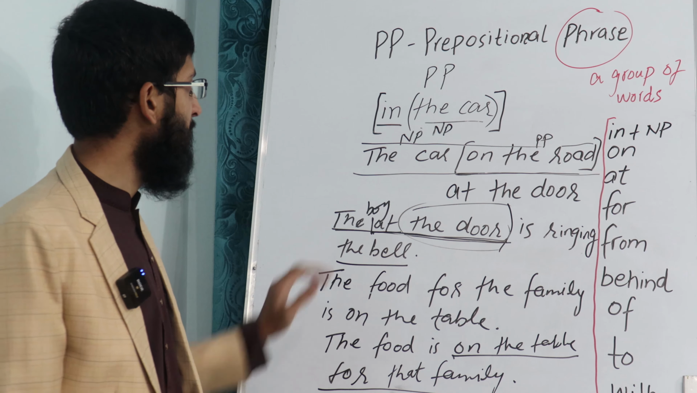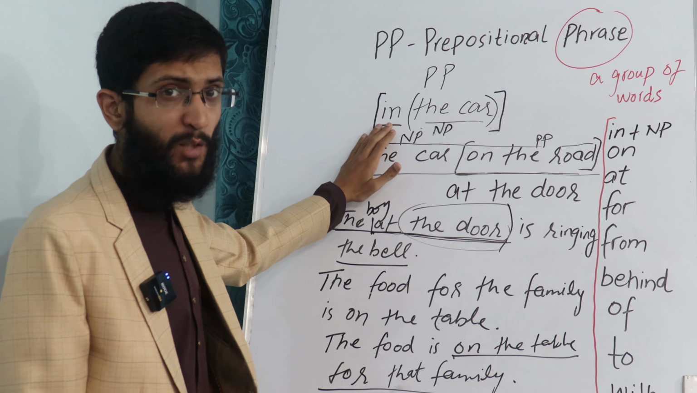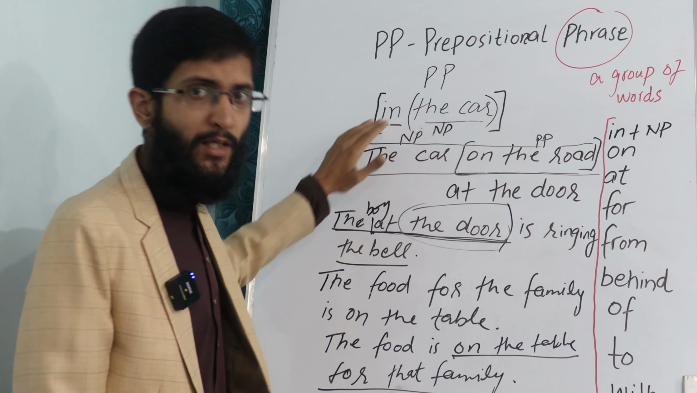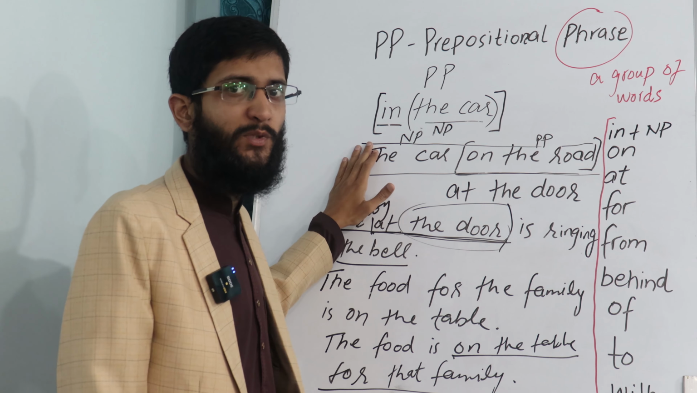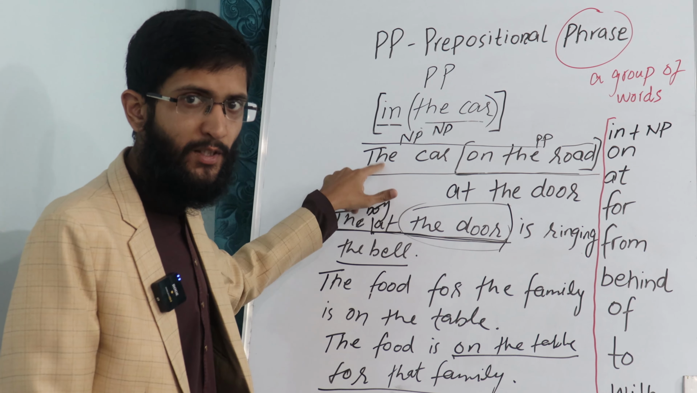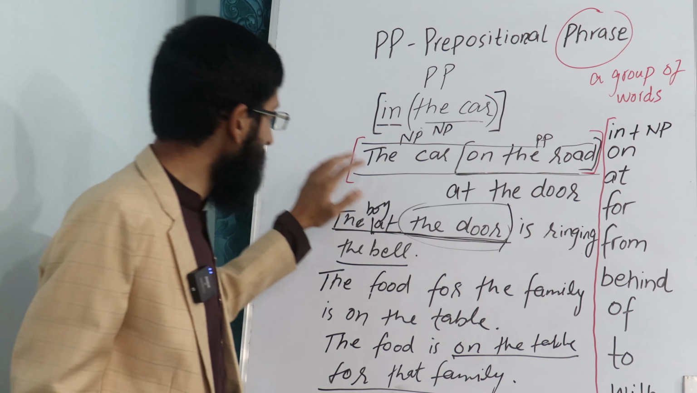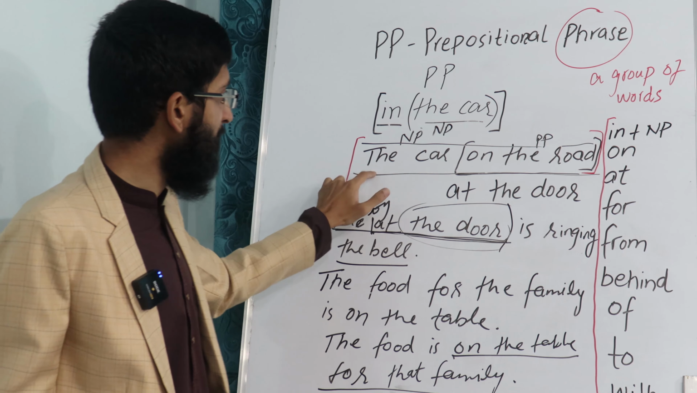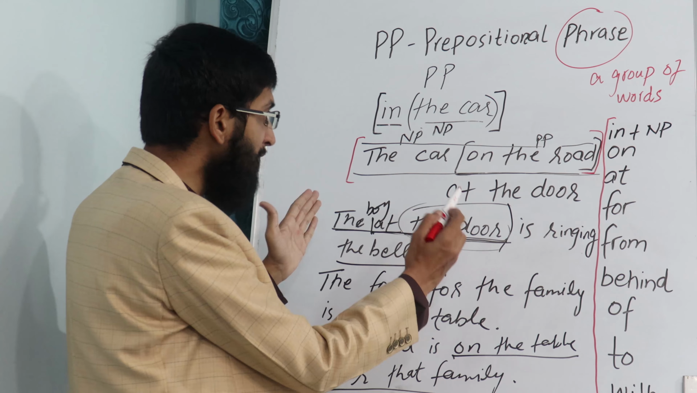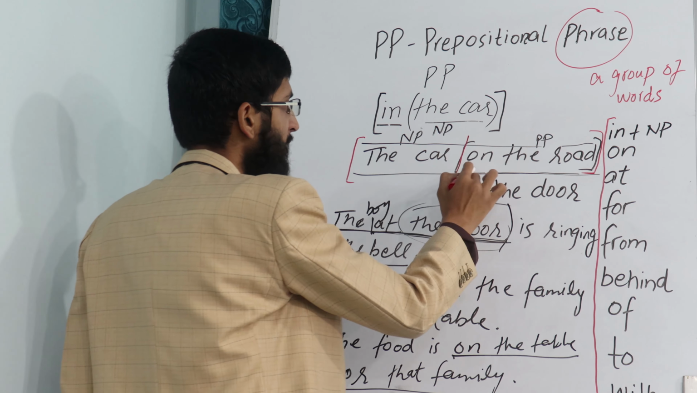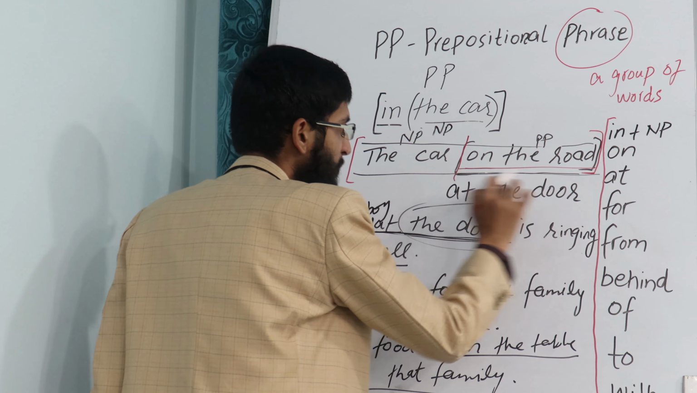We got to know in a prepositional phrase there can be a noun phrase, but in a noun phrase there can also be a prepositional phrase. Let's read this example. The car on the road. This whole is a noun phrase, the car on the road, but in this noun phrase there is a smaller part, on the road, that is a prepositional phrase.